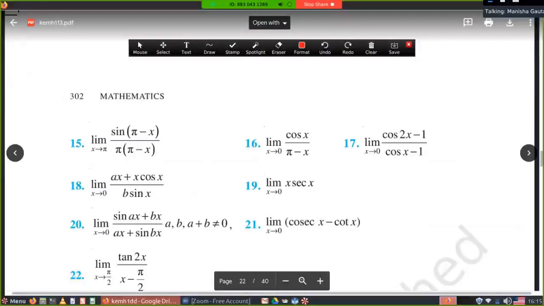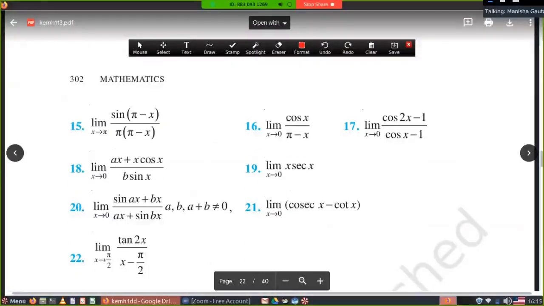Question number 15. Let's do question number 15. As we have formula limit x tends to 0 sine x upon x is 1. Here this is x tending towards pi. It means x tending towards pi, so x sine pi minus x upon pi minus x. You can't put it as 1. You have to put what?